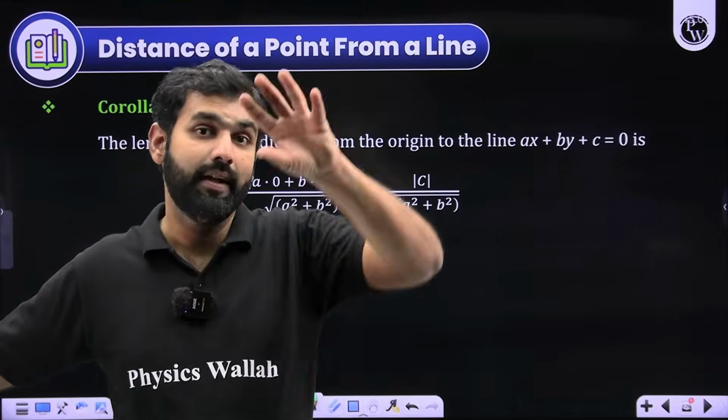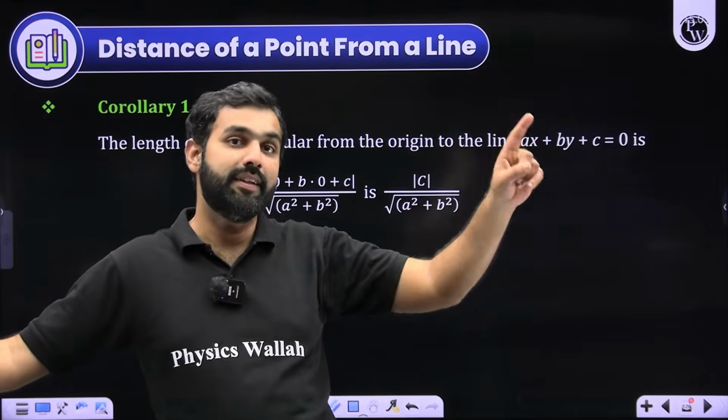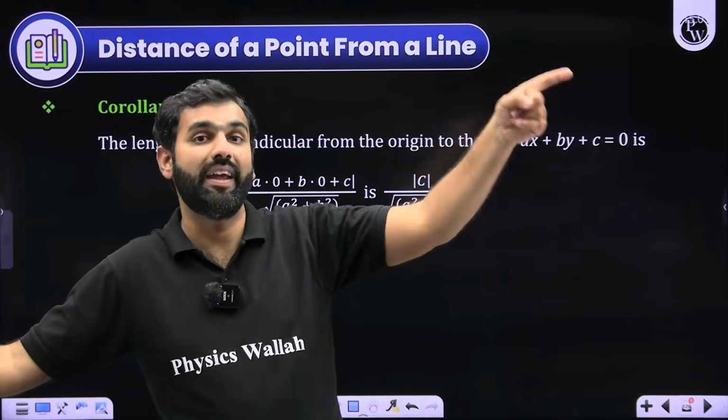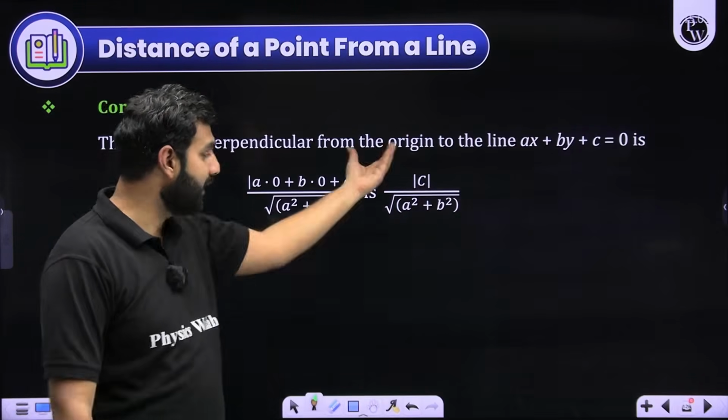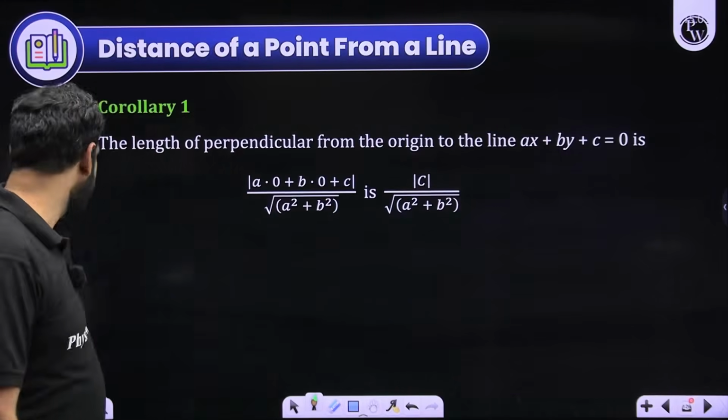Do you remember that? Take the constant term on the other side, make it positive, divide both these sides by the under root of sum of squares of coefficients of x and y. That's exactly what is happening over here. I hope you're able to relate it with that same result only, right?